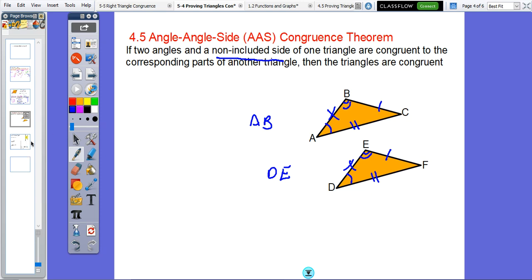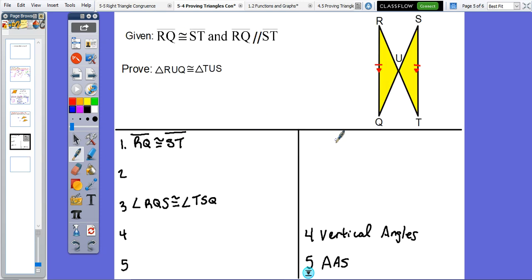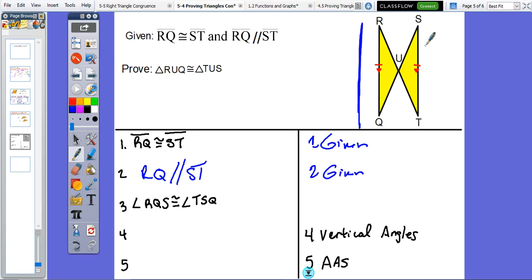All right, let's do a proof to kind of support this information right here. So we got all this given information that they give us. RQ is congruent to ST, and then that same RQ is parallel to ST. That's also given information. All right, so that's what these little marks right here mean, congruent, congruent, and then the arrows right here means the parallel. So that means this line is parallel to this one.